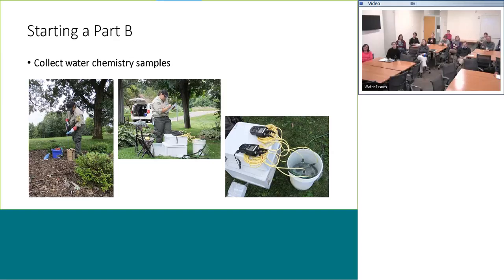And then once we collect the samples, we send them to the Department of Ag lab now. We do cations, anions, and trace metals. We also collect tritium and stable isotopes.